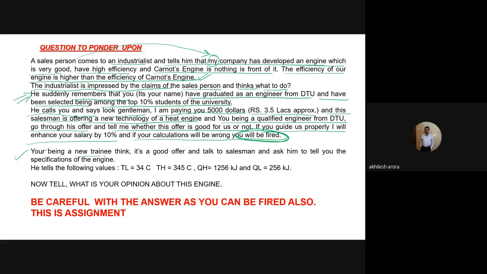You, being a new trainee, think it's a good offer and talk to the salesman and ask him to tell you the specifications of the engine. The salesman tells you the values: the lower temperature is 34 degrees Celsius, the higher temperature is 345 degrees Celsius, QH is 1256 kilojoules, and QL is 256 kilojoules. Now, it is up to you to tell what is your opinion about this engine. Be careful with the answer, as you can be fired also. This is an assignment. So you have to think and give me the answer in the next class.